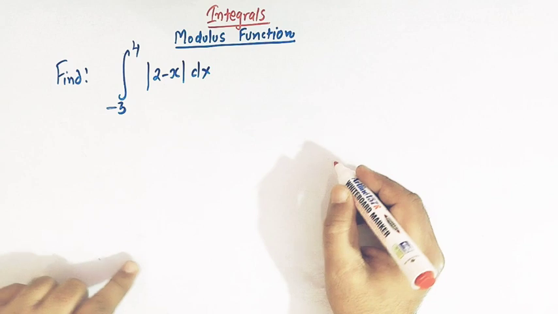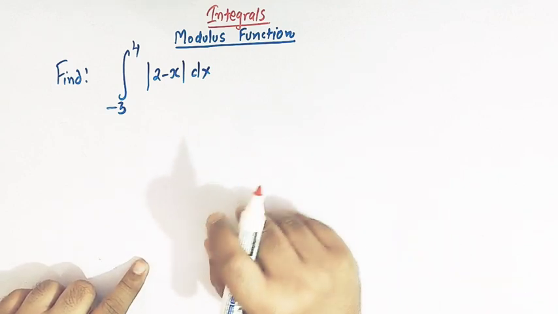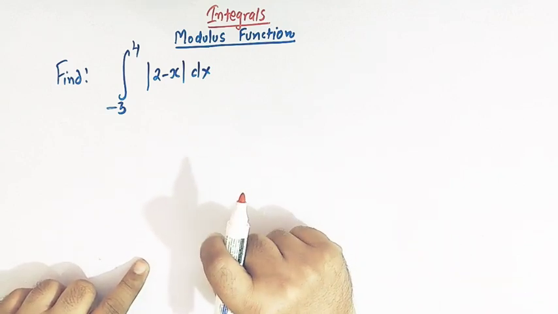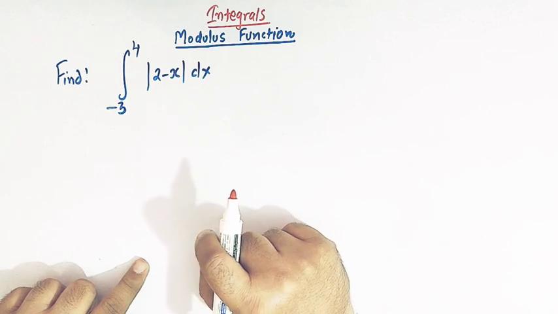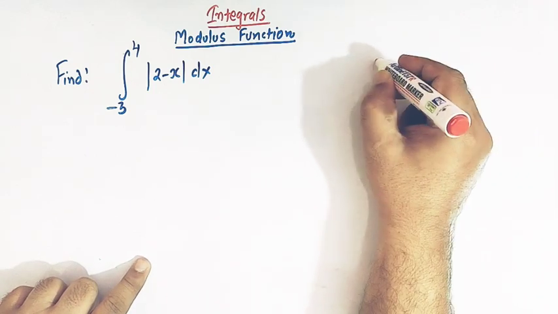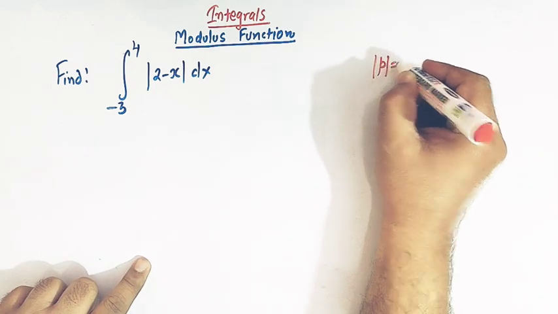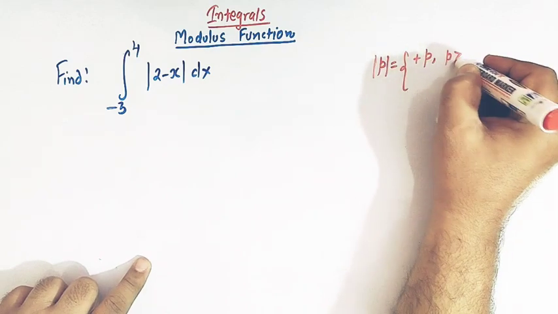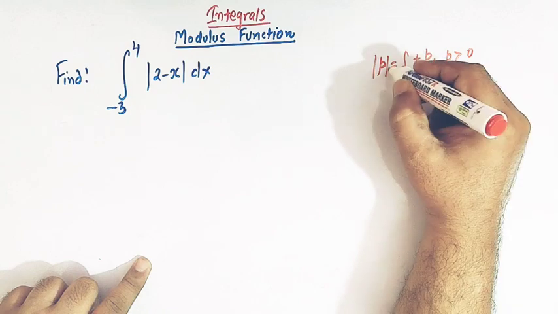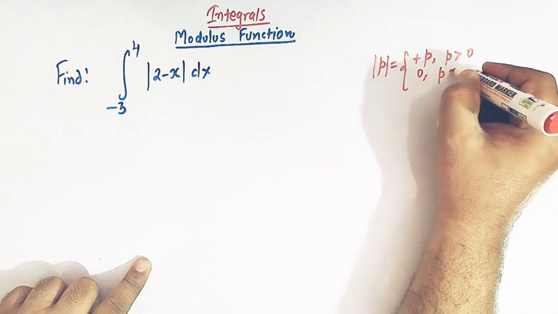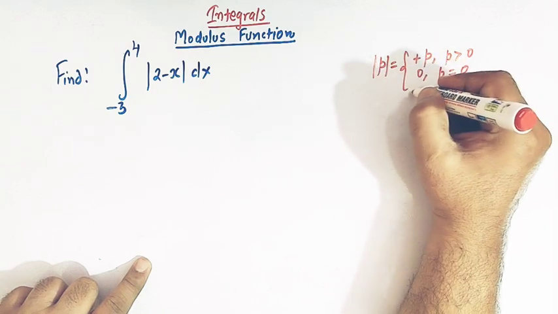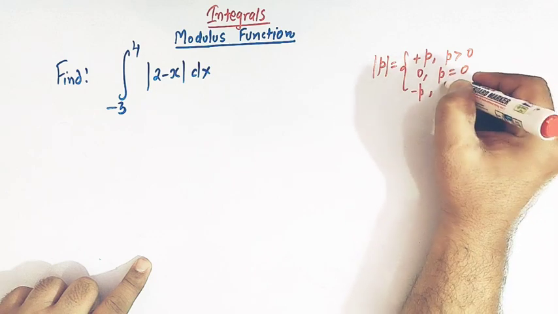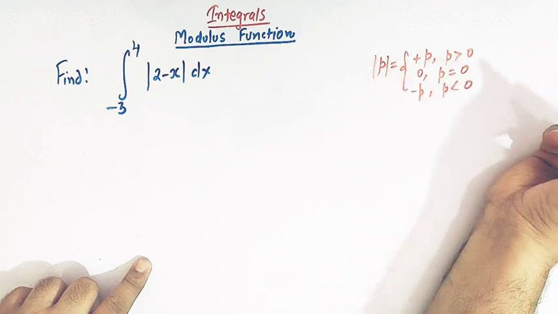So viewers, let us first quickly revisit the definition of absolute value function, which is also known as mod function, right? So mod of p is defined as positive p whenever p is greater than 0, and mod of p is 0 whenever p is 0, and mod of p is negative of p whenever p is less than 0, right?